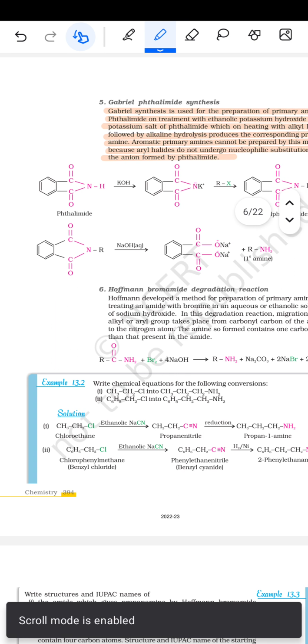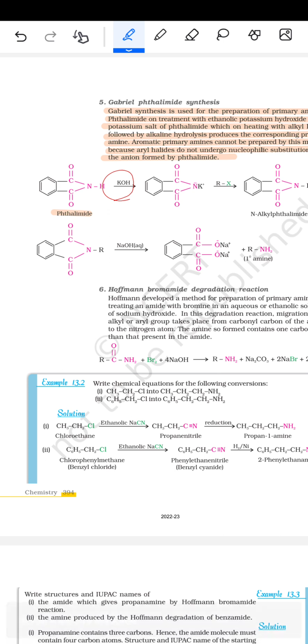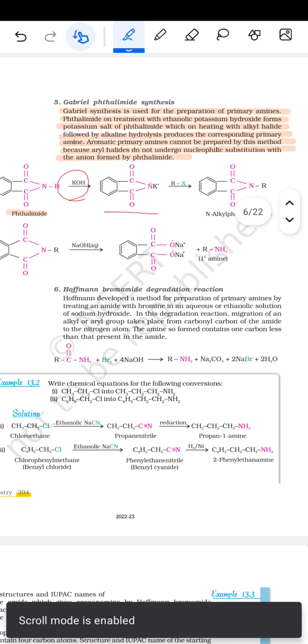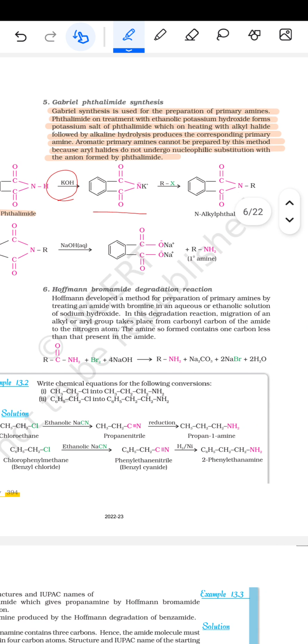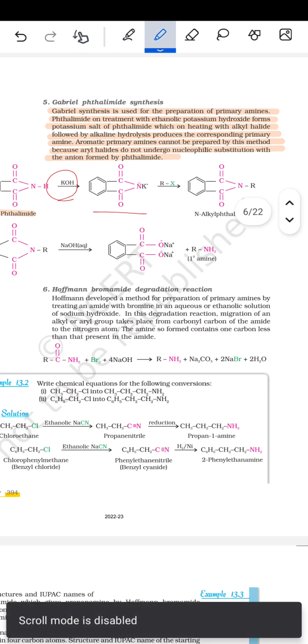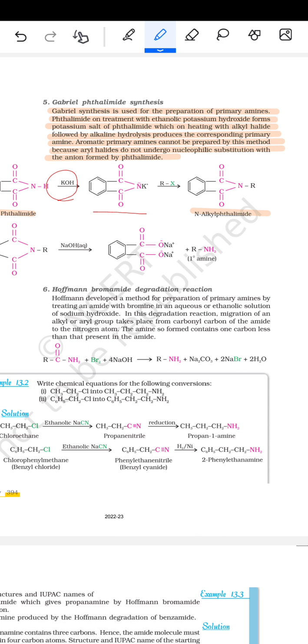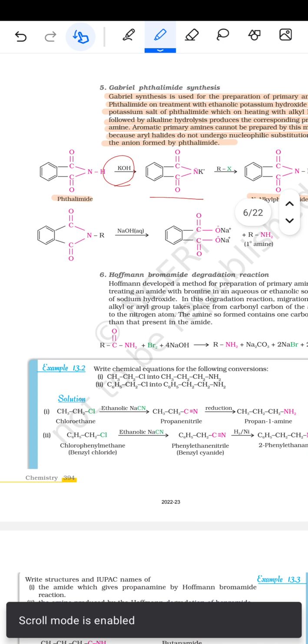तो ये हो गया थैलिमाइड. ये थैलिमाइड है. इसमें KOH ऐड किए तो ये बन गया. फिर इसमें RX ऐड किए तो इससे N-अल्काइल थैलिमाइड बन गया. उसके बाद फिर इसमें NaOH एक्वस ऐड किए तो 1 डिग्री अमाइन बन जाता है.